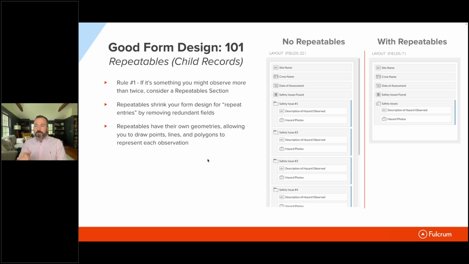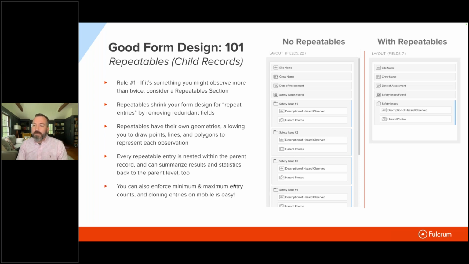So you can actually do points, lines, and polygons on every entry within that form for the parent and draw out fence lines, draw out shapes of buildings, etc. And also every repeatable entry is tied to the parent, so you can put statistics in there, like account how many poor defects did I see in the repeatables, 10, 3, however many.